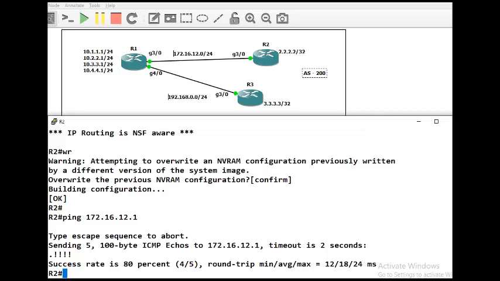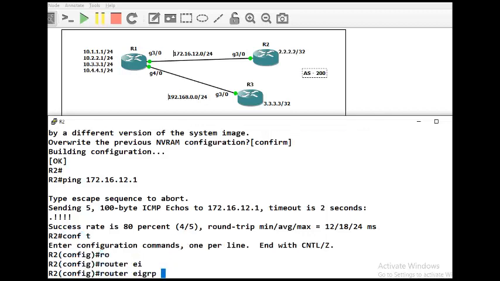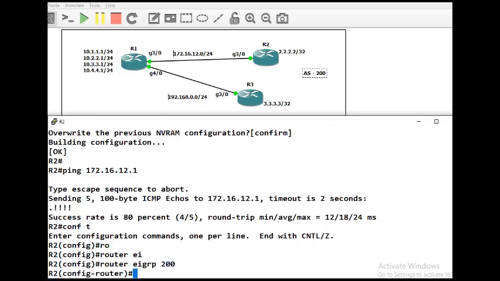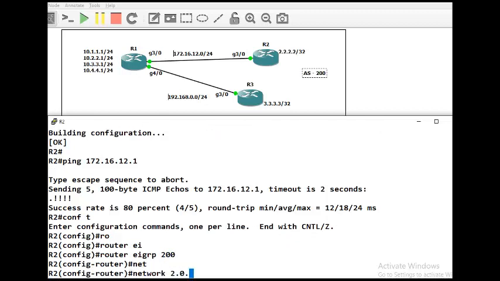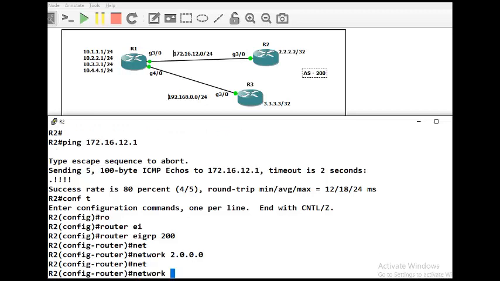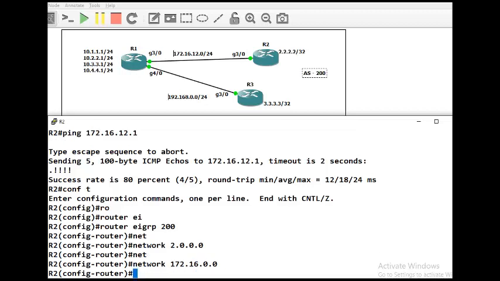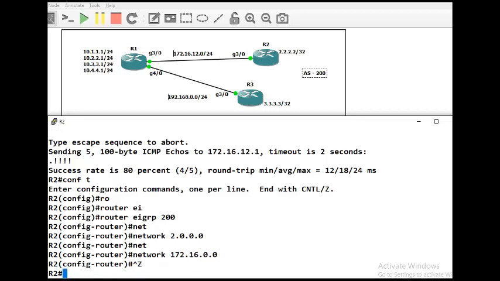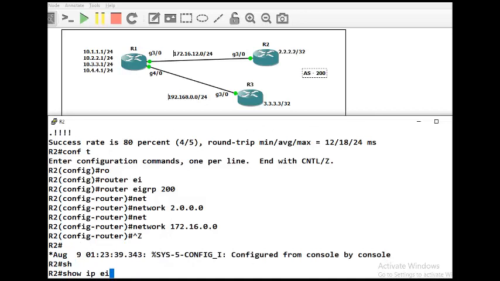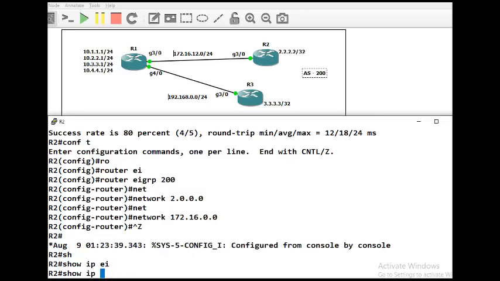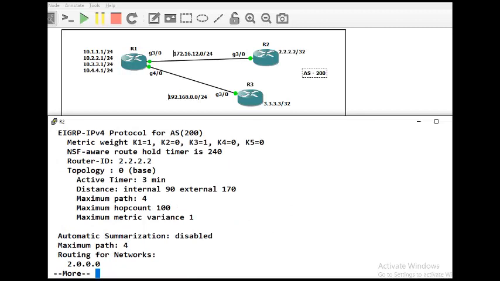That I want to show you first. So I'm going to run EIGRP on all three routers starting from router 2. Router EIGRP 200, network 172. I did not say no auto summary, you see. I did not say. Now, let's verify. Show IP EIGRP, or show IP protocol will be the best command. You can see here automatic summarization is disabled.